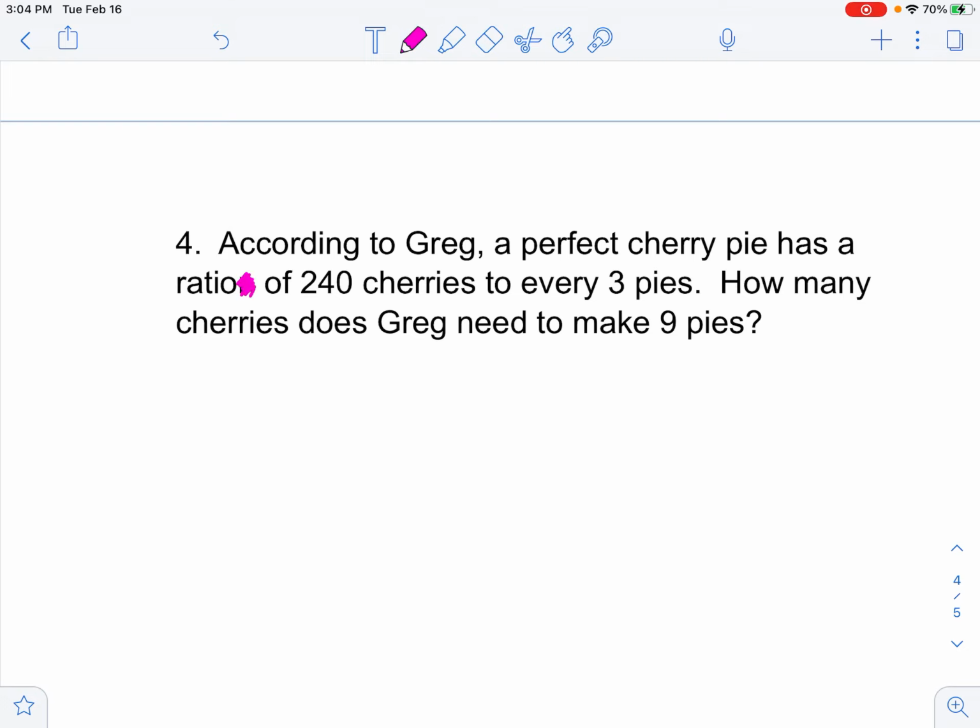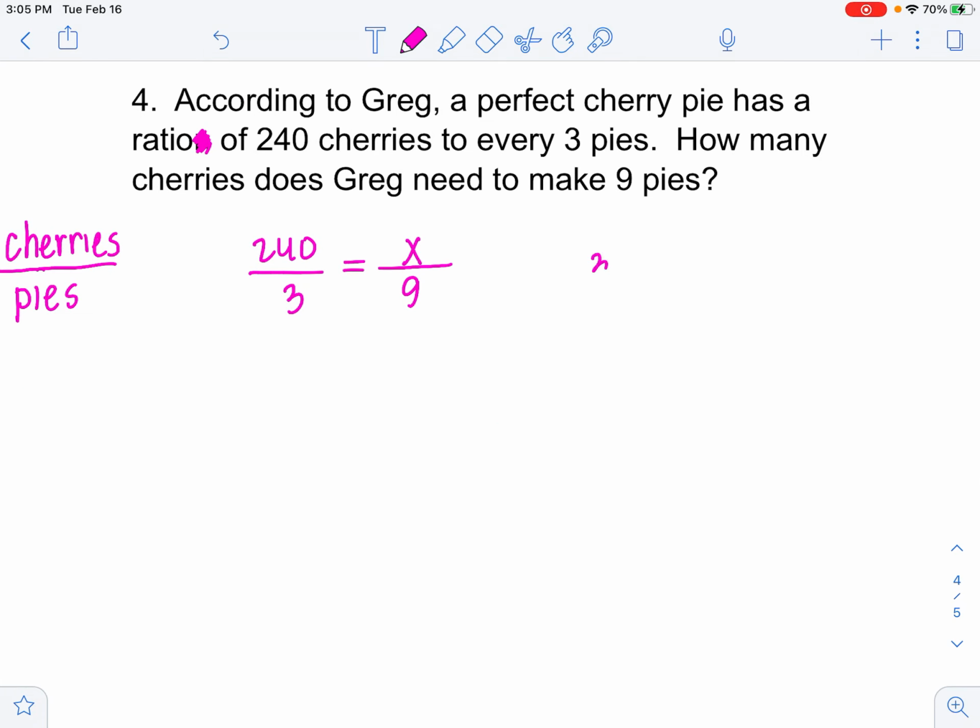Okay, so it says, according to Greg, a perfect cherry pie has a ratio, not a ration, a ratio of 240 cherries to every 3 pies. How many cherries does Greg need to make 9 pies? So I need to know that I am comparing cherries to pies. I'm going to use a proportion to solve this. So I was given that it takes 240 cherries to make 3 pies. I want to know how many cherries, so that's an x right here, do I need to make 9 pies?